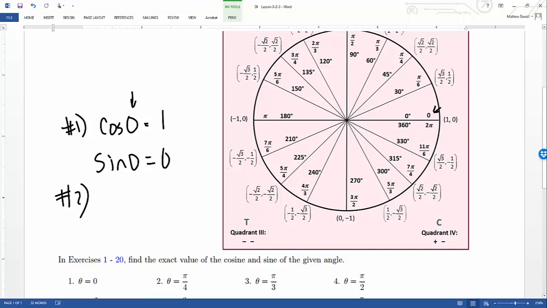When it's pi fourths, I'm asking for cosine of pi fourths and sine of pi fourths. So my cosine of pi fourths is going to be the x value, so I go up to pi fourths, and that's radical 2 over 2. And my sine is going to be radical 2 over 2.